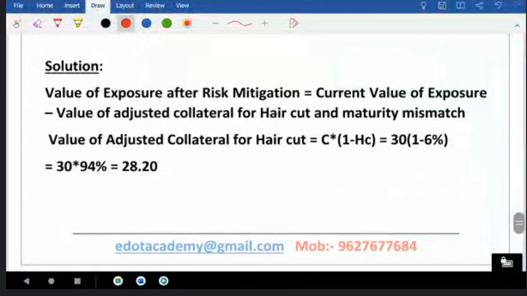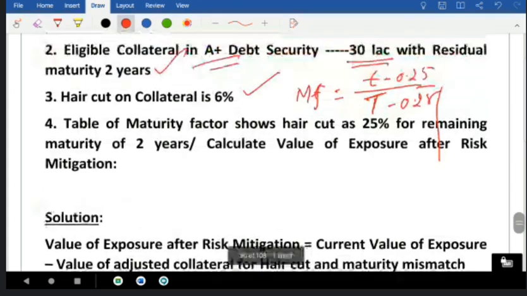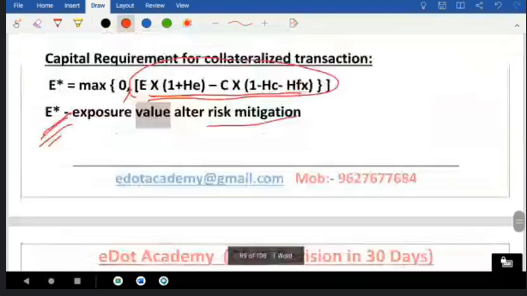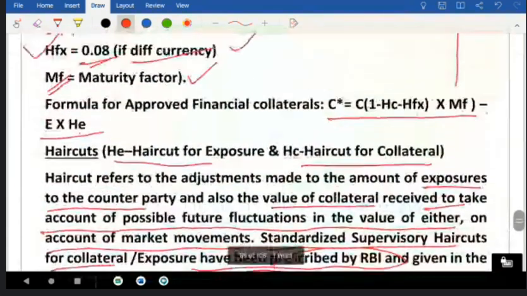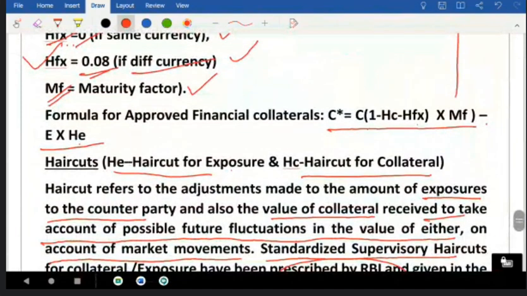Okay. So the value of adjusted collateral for haircut is C into (1 minus SC), because there are no other terms. Other terms are not there because they have the same currency. I'll show you the formula once again. Yeah, this is the main formula.